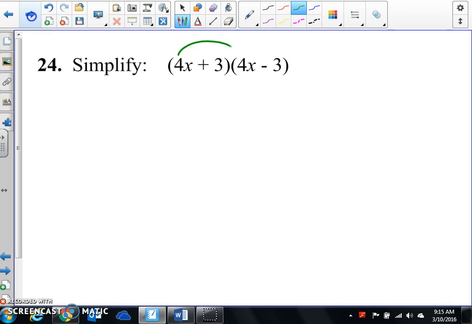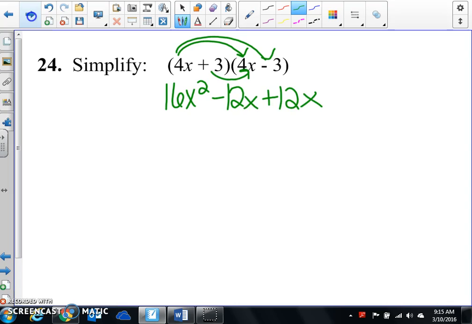All right. 4 times 4 is 16. X times x is x squared. 4 times negative 3 is negative 12, and then I have my x. 3 times 4 is a positive 12, and then I have my x. And 3 times negative 3 is a negative 9.